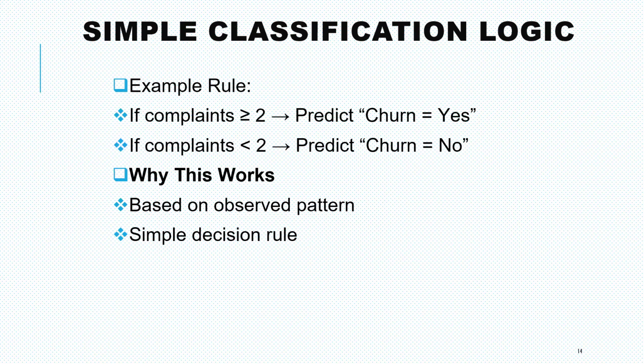So let's look at some simple classification logic. This is a rule that you can input in Excel to be able to do the classification predictions for you. If complaint is greater than or equal to 2, the prediction is what? Churn. Predicted churn is what? Yes. If complaint is less than 2, it predicts churn is no.